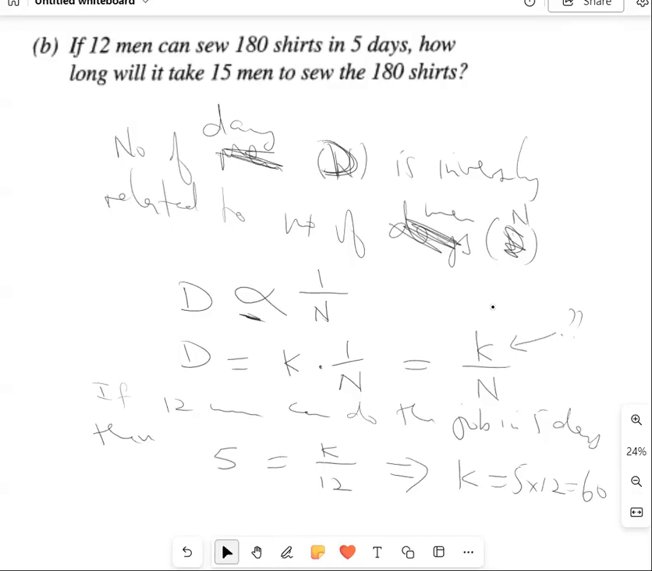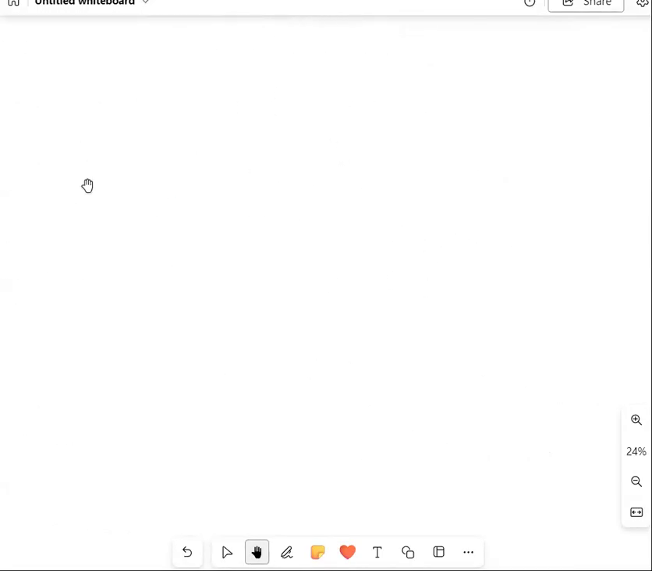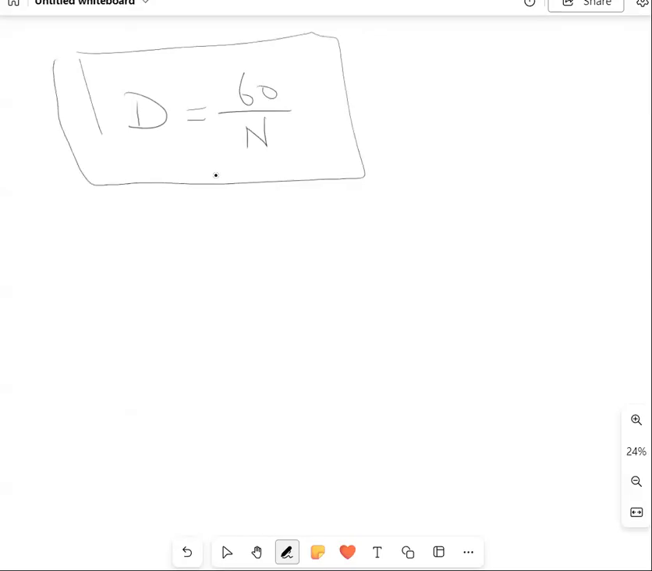So we now have a relationship where k has a value inside, right? So the relationship becomes this now. D is equal to 60 over N. Right? 60 over N. This relationship gives you a formula now. If you want to know how many days the job will take, you just plug in how many men you have on the job. And that's what we can do now.